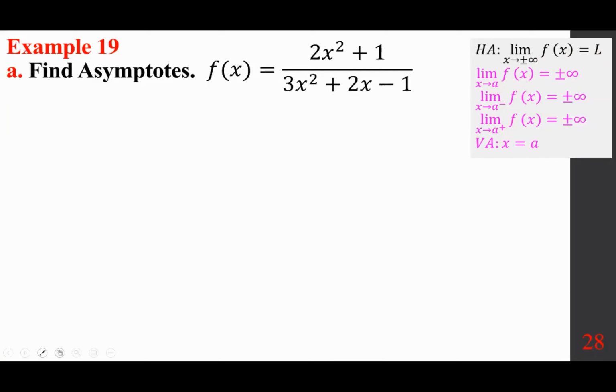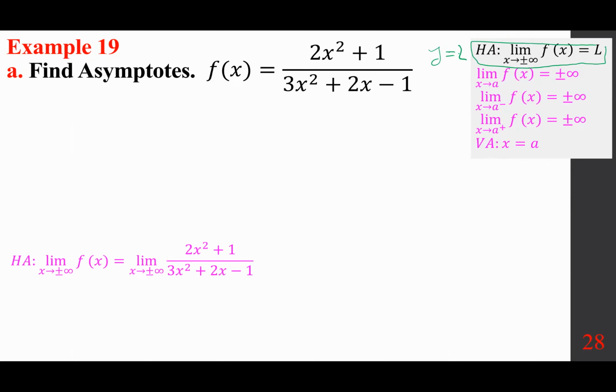So the top one means y equals L. Okay, so let's look at those as far as the horizontal asymptote is concerned.